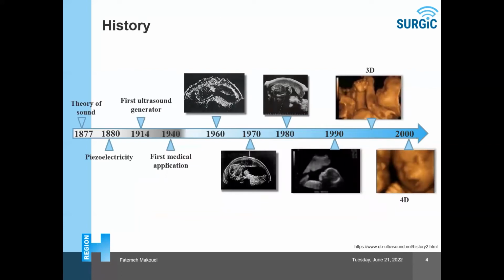Everything started with the theory of sound in 1877, and the first medical application was back in 1940. And here you can see the progress in ultrasound imaging. The image quality improvement over decades is clear here in these pictures. The first 3D ultrasound was back in 1995, and after a couple of years, we had 4D. And now there are enormous improvements with image quality, transducer electronics, imaging and beamformation techniques, and many other aspects.